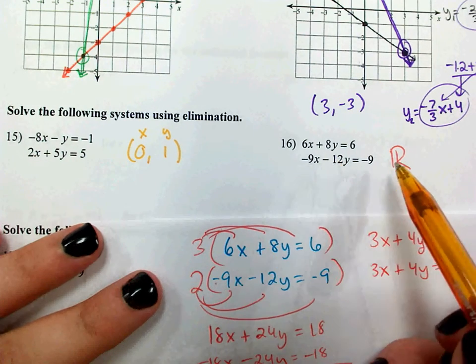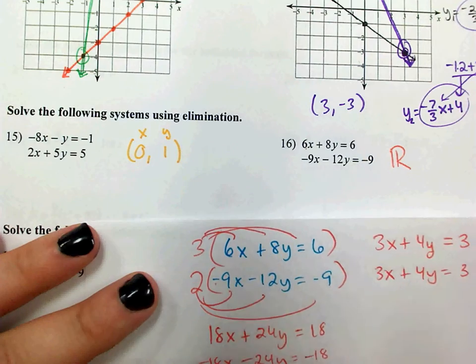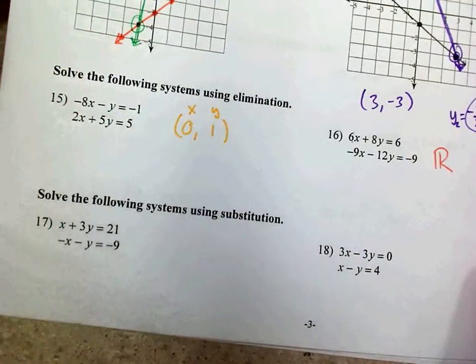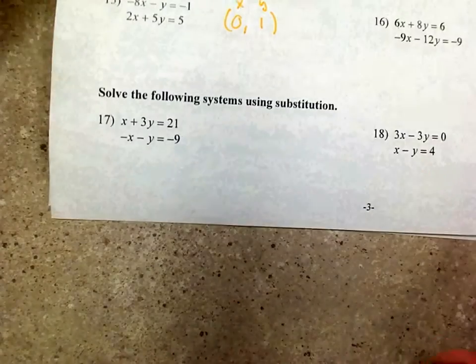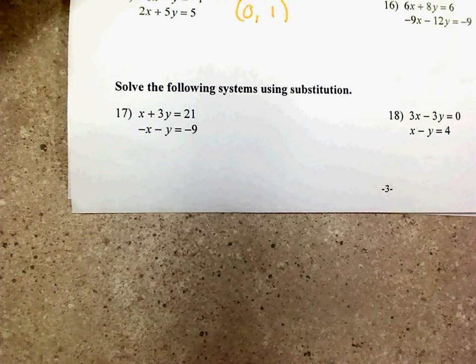Okay, substitution. You should be familiar with it, but what you do is you take a variable, solve for it, and then substitute it into the other equation. So you have some choices. You want to solve for the one that's easiest to solve for.